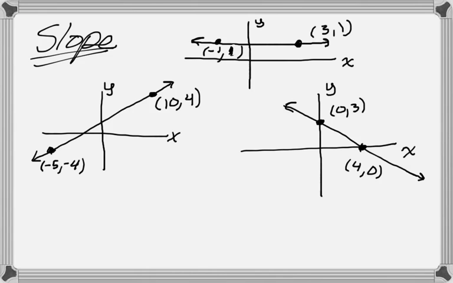And one of which falls as you move from left to right. So it goes from the point 0, 3, and then you move over to 4, so you've moved from left to right, but you move down 3. That has a negative slope.